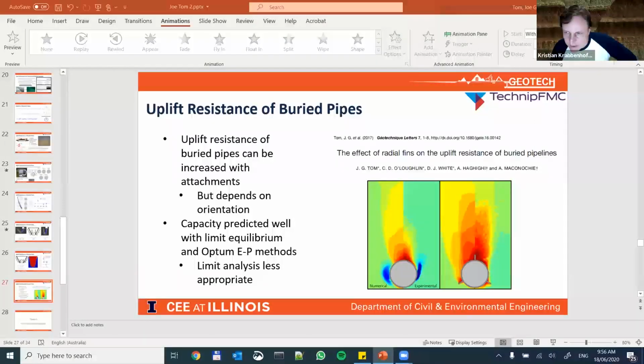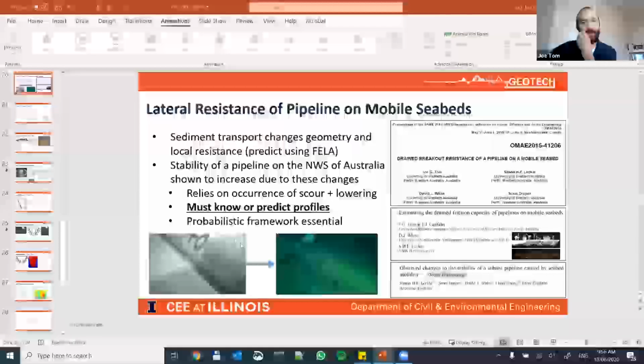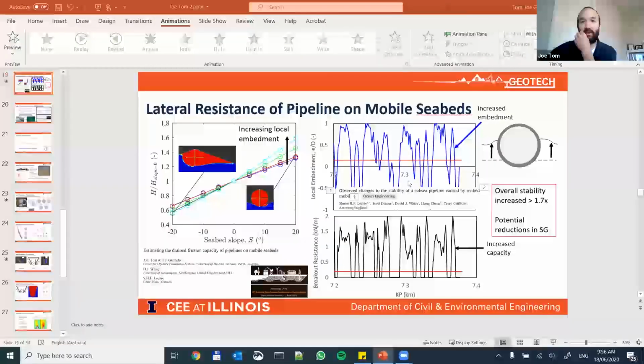There's a final question in the Q&A box there, Joe, about the global stability number for pipelines. Maybe you want to comment on that? Yeah, so the question is that we presented here on how the stability in this particular case goes up as a result of the sediment transport.